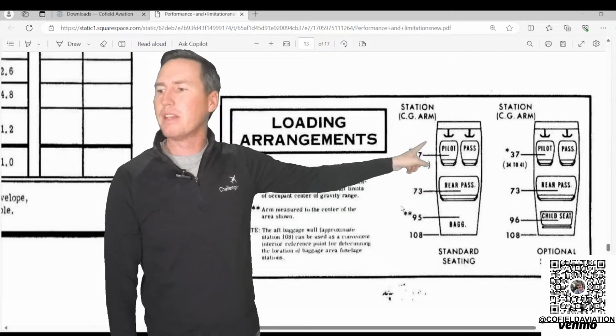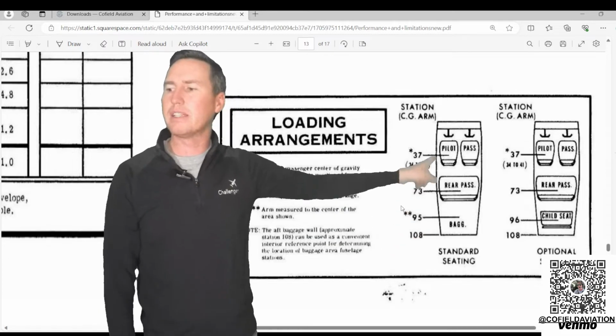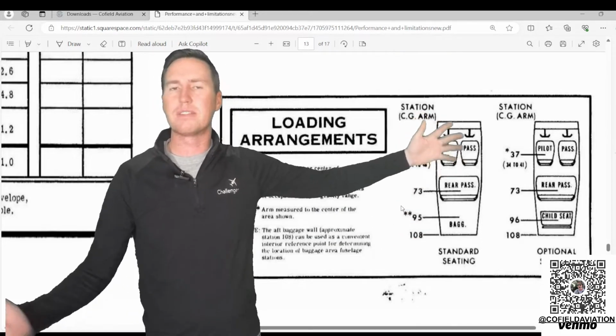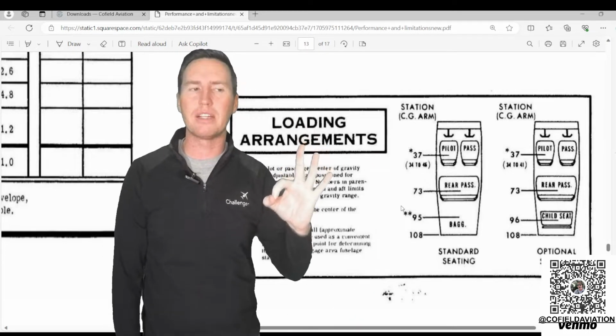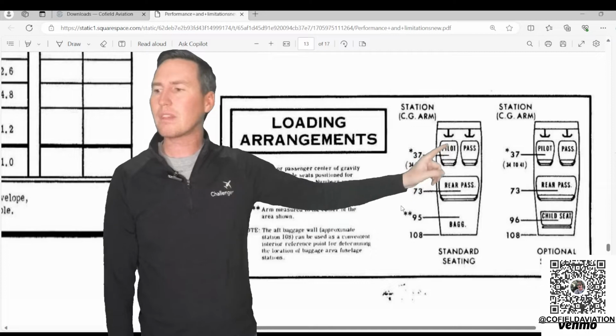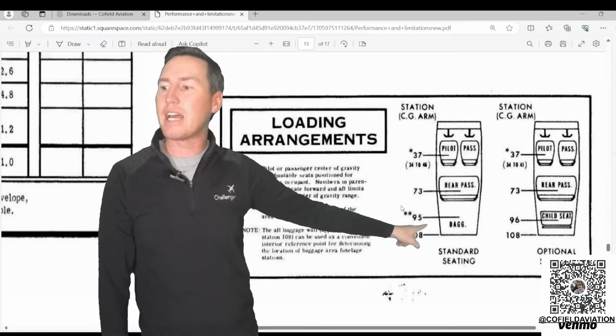So if you see here, this is just inches aft of the datum point. Again, the datum point is just a point of reference. It's different for any airplane. It's just where 0 is. It's where we measure from. And then this arm is just simply inches aft of that datum point.